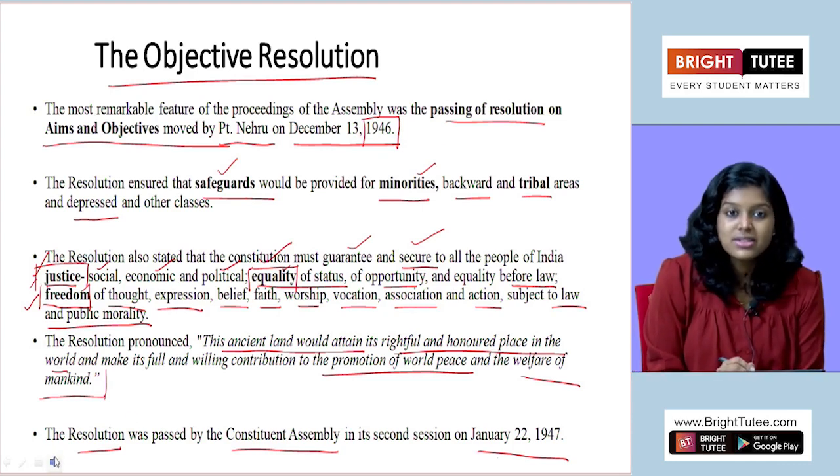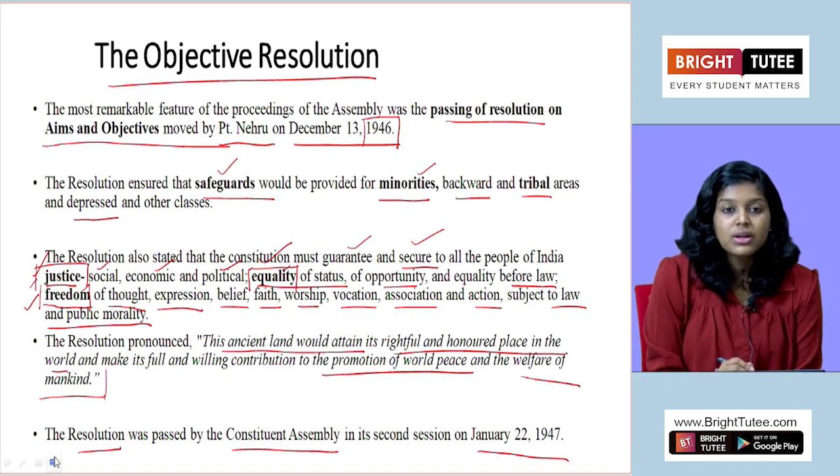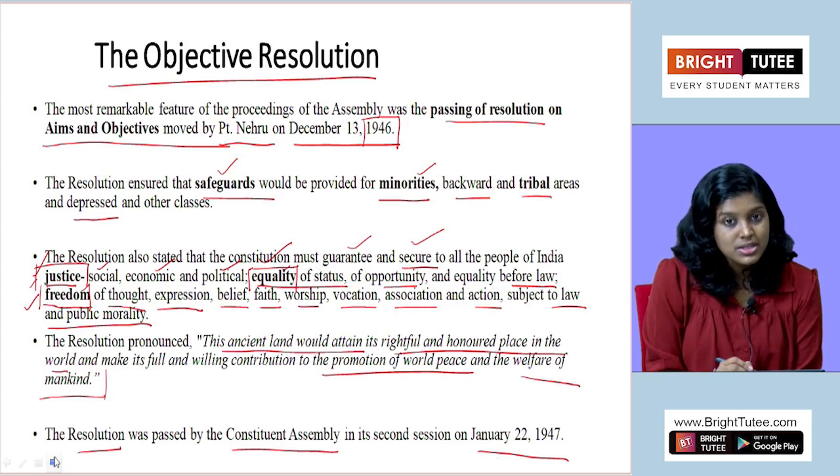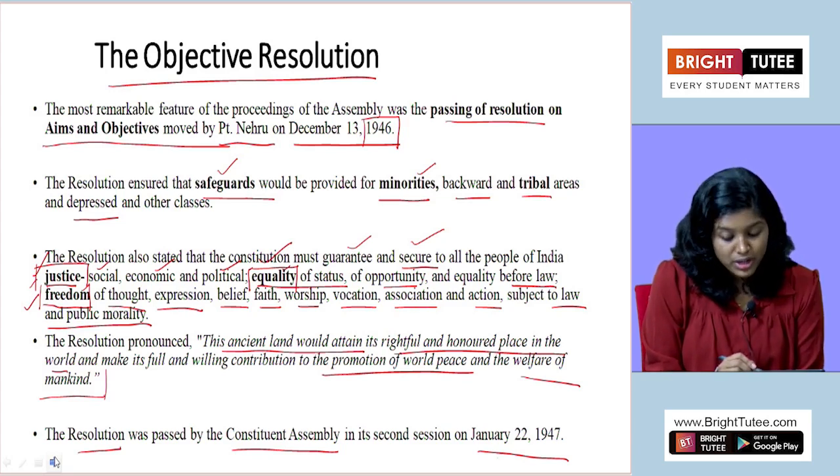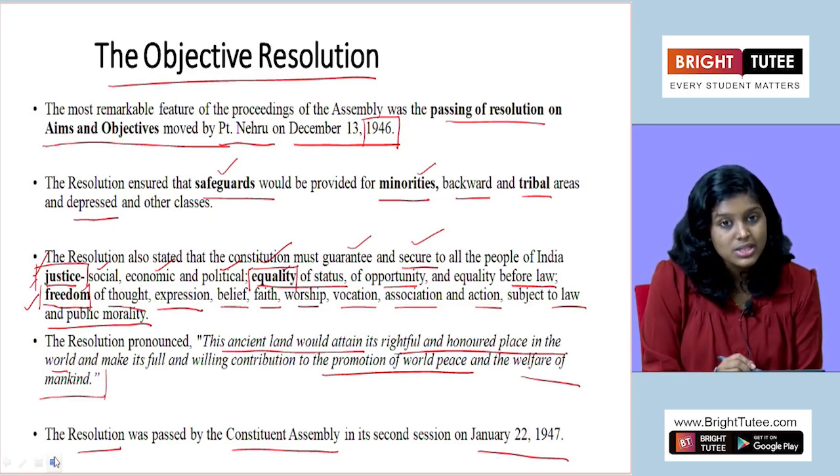And there lies the significance of the Constitution, that irrespective of the background of the citizen, every citizen of the country was ensured constitutional rights like equality, justice, and freedom.